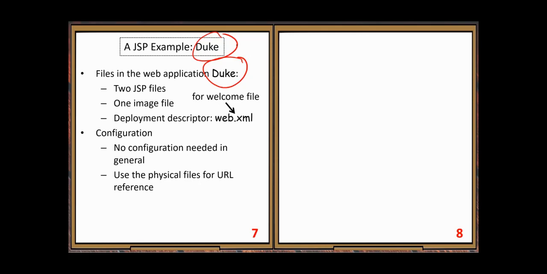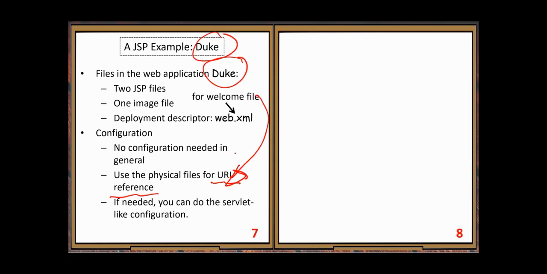Then how do we access JSP files? Use a URL reference. I mentioned that before, right? You type the URL, the JSP. But when you have a welcome file, you do not even need to type the JSP file name, because you have a welcome file. You just use it as a welcome file to access it.